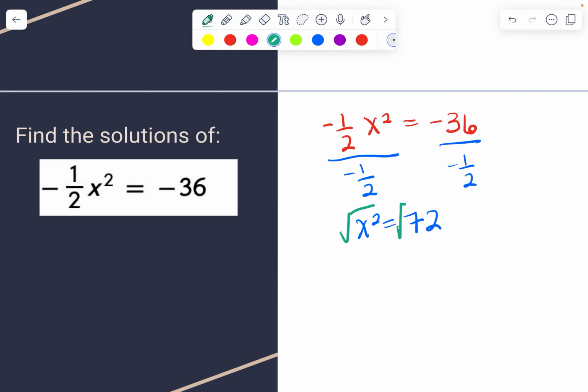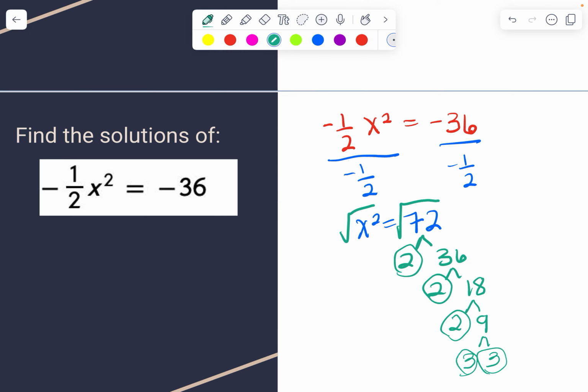So I know I'm going to have to split up 72. I'm going to do 2 and 36. 2 is prime. 36 is 2 and 18. 2 is prime. 18 is 2 and 9. 2 is prime. And 9 is 3 and 3.